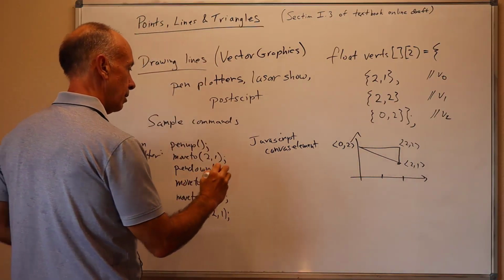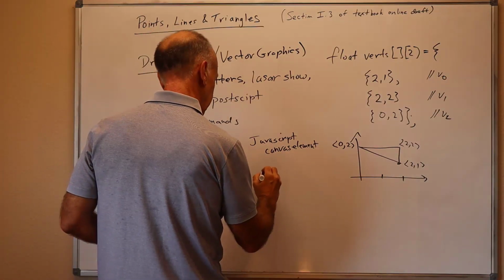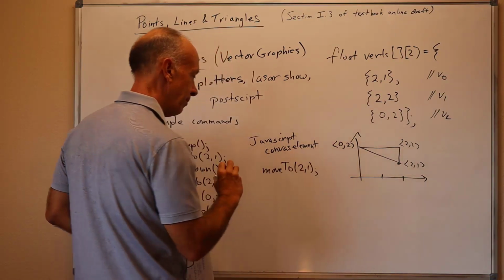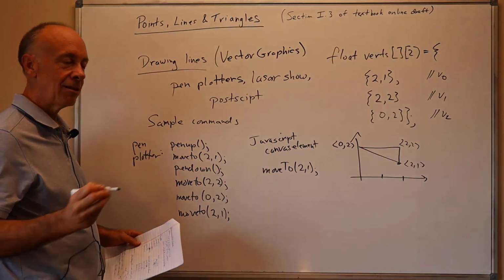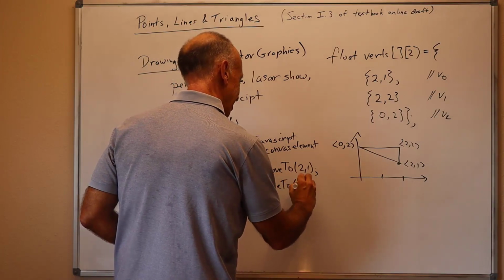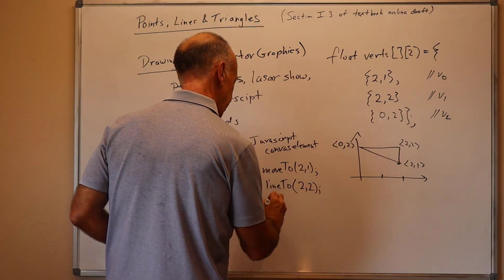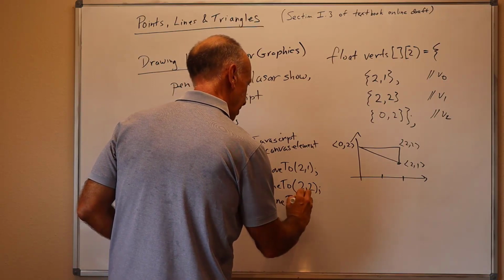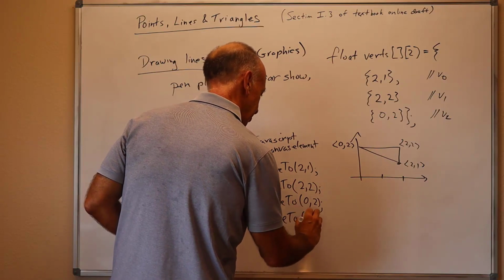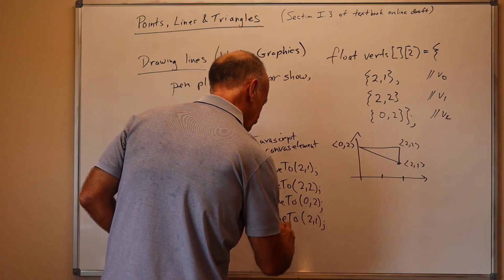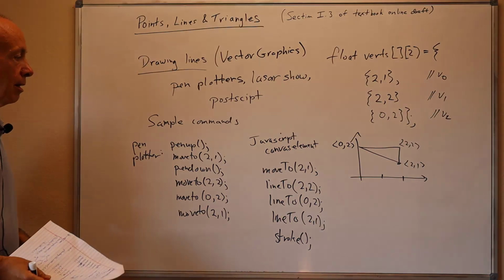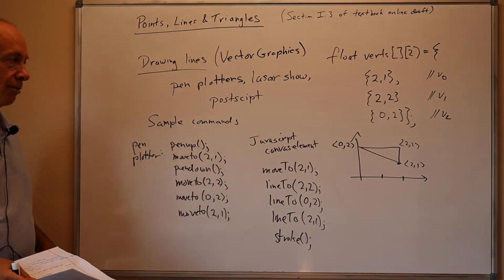will use commands like the following. It would use something like move to 2, 1. It doesn't have a pen up or pen down command. Instead it has move to, to move with the pen up, and line to, to move with the pen down, as it were. Of course, it's a strictly virtual pen. Line to 0, 2, line to 2, 1, and finally you have a stroke command to finish the command. And so this would be how a JavaScript command would be used for this.